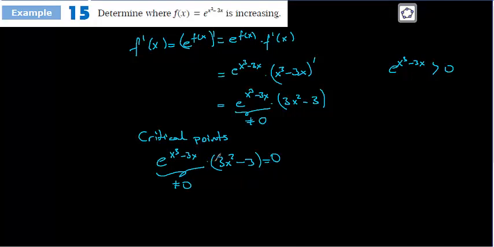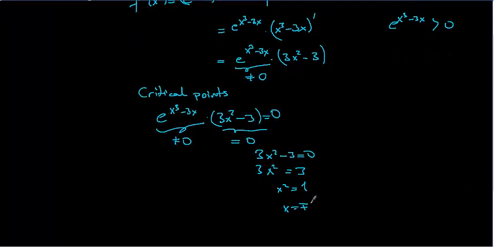We know this one very well. This cannot be equal to 0, so this must be equal to 0. 3x squared minus 3 is equal to 0. X squared minus 1 is equal to 0, or we can write it like this also: 3x squared is equal to 3, x squared is equal to 1, and x is equal to plus or minus 1. So for the critical points, we are going to get the intervals like this.